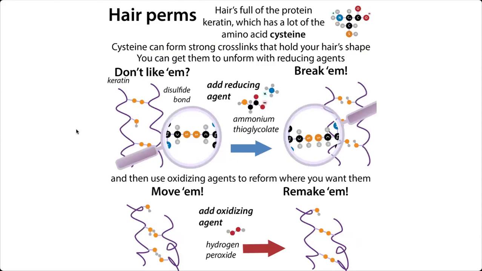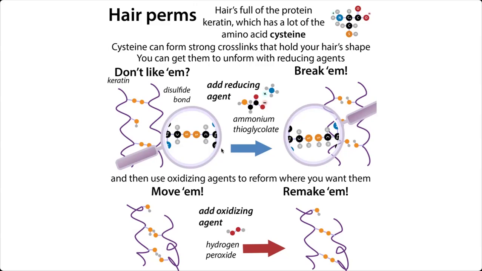At the salon, you might use a molecule called ammonium thioglycolate. Cysteine crosslinks hold together proteins in your strands of hair. So the protein keratin is really abundant in your hair, and it's got a lot of cysteines. Those cysteines form crosslinks, and depending on how they form those crosslinks, you might get really curly hair.